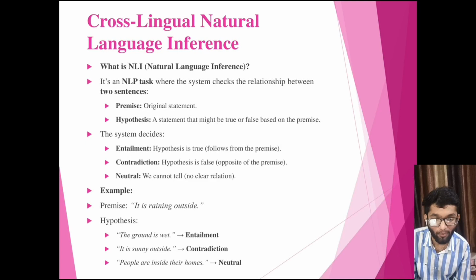In entailment, the hypothesis must be true if the premise is true. It is raining outside, so the ground is wet. Logically, it is true. Next is contradiction. The hypothesis is clearly false if the premise is true. The premise is it is raining outside, and the hypothesis is it is sunny outside. That is a contradiction. And the third one is neutral. The hypothesis might be true or false, but we can't tell based on the premise alone. The premise is it is raining outside. The hypothesis is people are inside their homes. Neutral. People might be inside, but the premise doesn't confirm it.